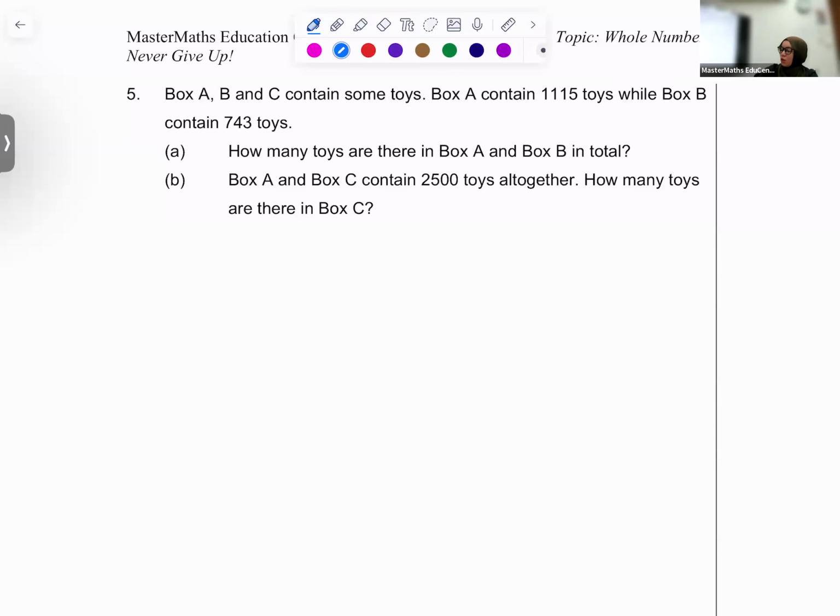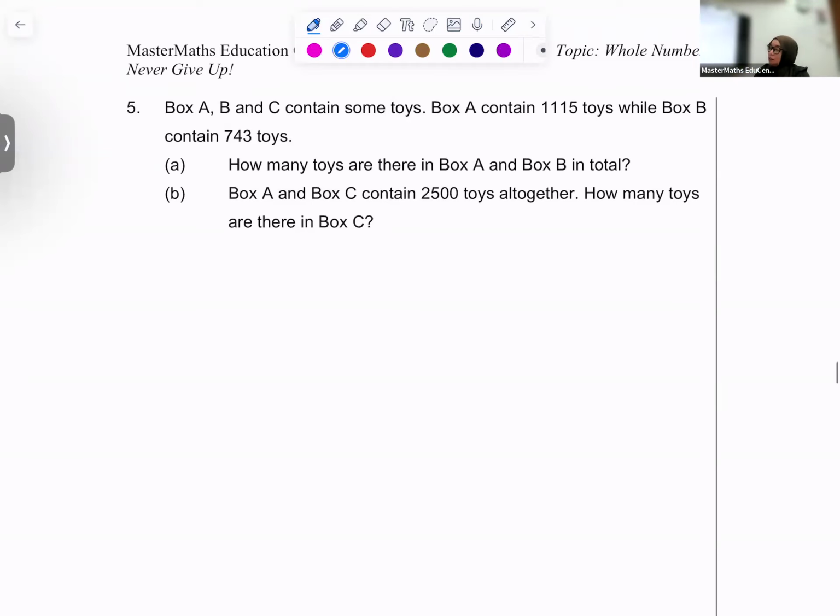Okay, guys, we're going to continue with the word problems first, and then if we have time, we're going to go to our next topic, which is money. Okay? Come on, let's look at question number 5.